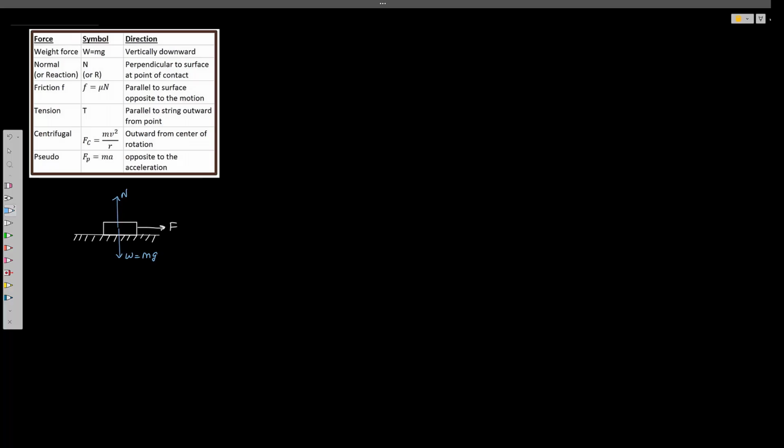Normal force, N. Okay. Frictional force, opposite to motion. In which direction will the block move? It tends to move to the right side. So friction force will be on the left side, or we can say negative x-axis. Okay? So this will be your friction force, which is mu n.